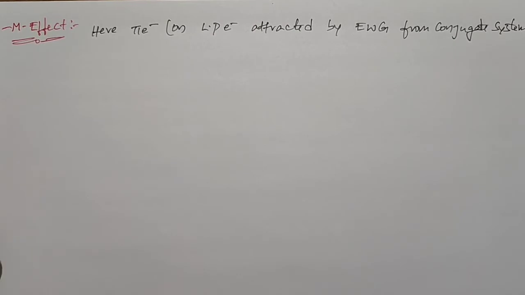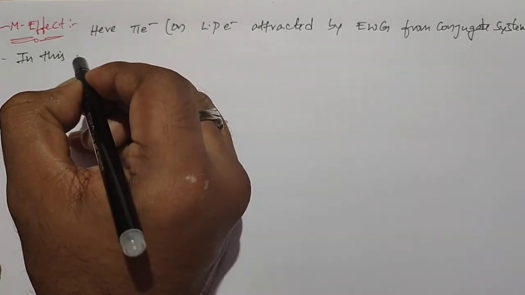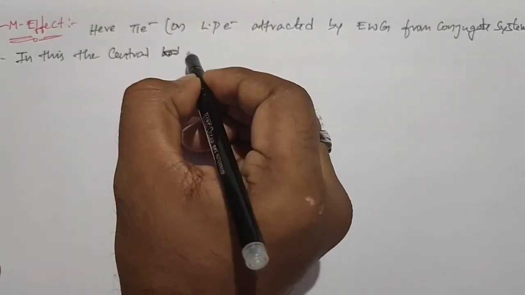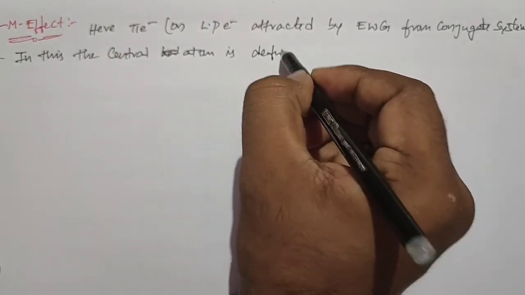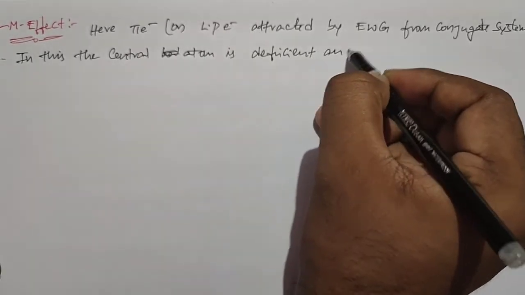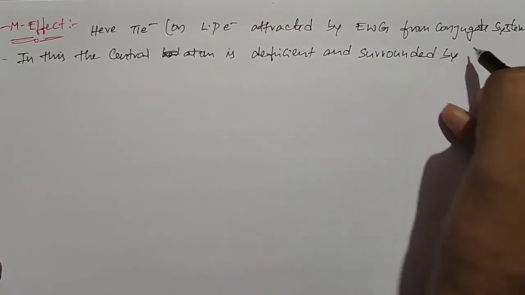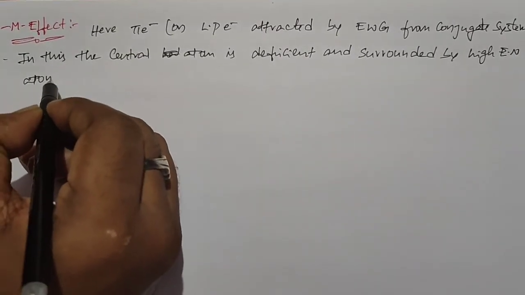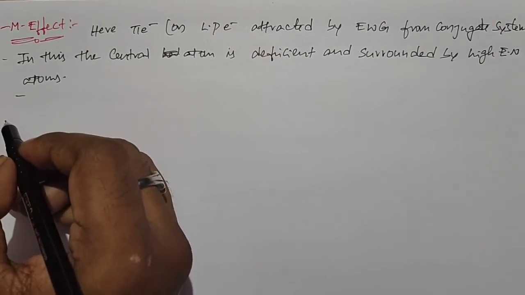So in this, the central atom must be electron deficient and surrounded by highly electronegative atoms. Here I just give some examples for minus I groups, or electron withdrawing groups.